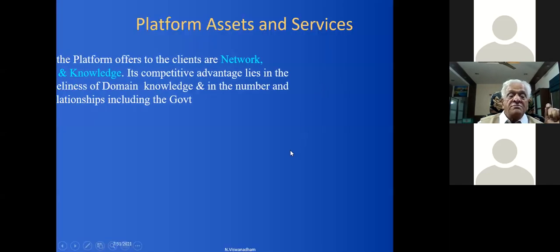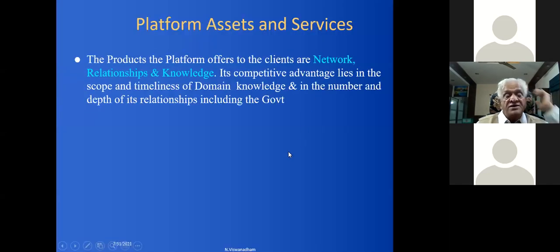So what does the platform offer to the clients? Who are the clients for the platform? Everybody is a client here. That is not the patients. It is the API software providers, other hospitals, the pharma companies, and then the medical equipment manufacturers. These are all platform offers, they all become clients.